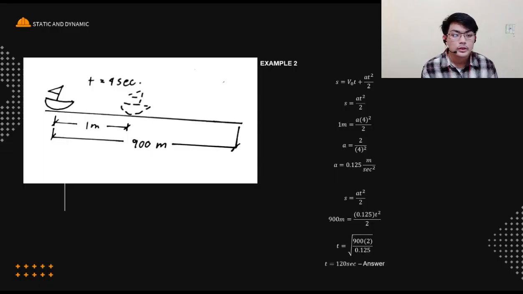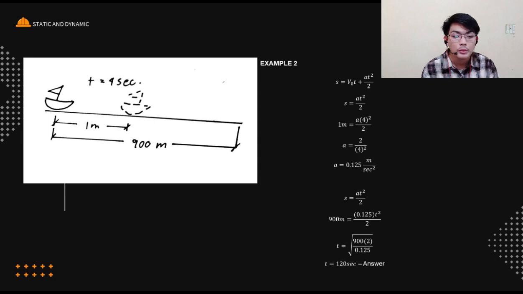Okay. So our chosen formula for this is s equal to our initial velocity multiplied by time plus at squared over 2. Now, since our initial velocity is 0, multiplied by time, we can cancel out that part of the equation. So now we have s equal to our acceleration multiplied by our time squared over 2. Then let's substitute our values into our formula.